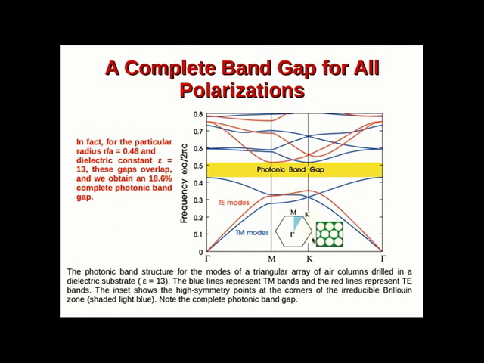It is a hexagonal lattice of air columns inside a dielectric slab, and this is how its Brillouin zone looks like. Since it is a hexagonal structure, its Brillouin zone is hexagonal as well.